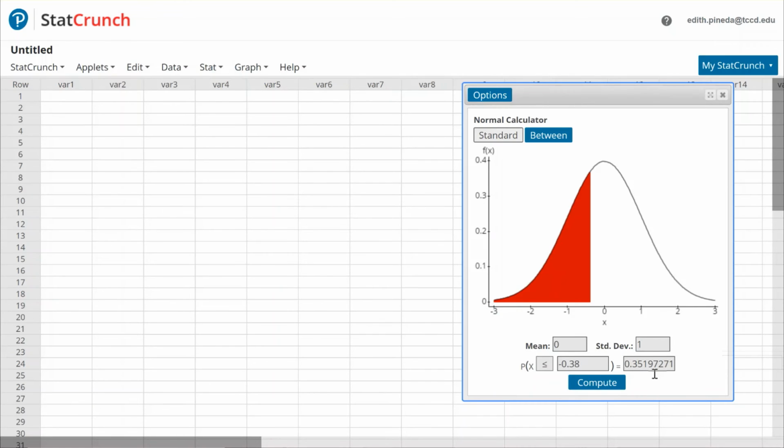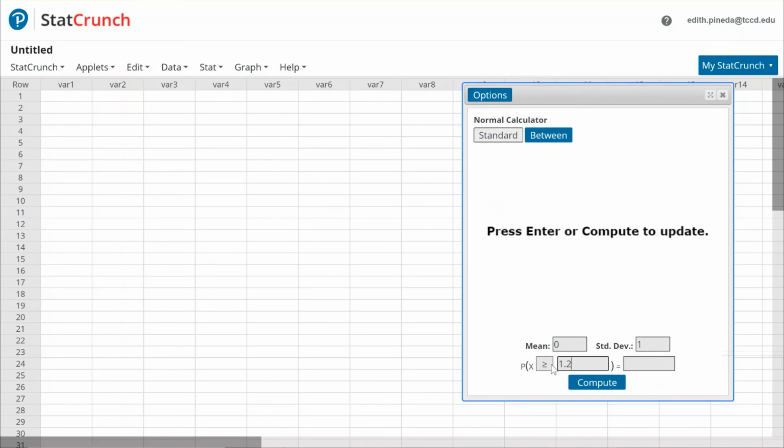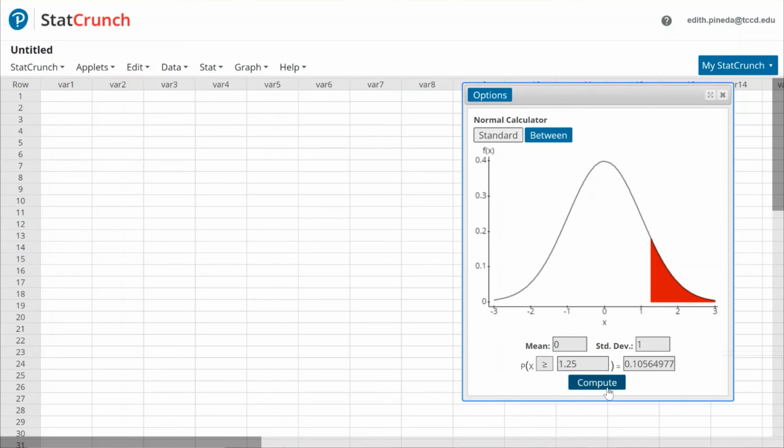Now for part B, we want the area to the right of 1.25. Again, 1.25 is a z-score, so we're going to leave the mean as 0 and the standard deviation as 1. Because we want the area to the right, we're going to change this to greater than or equal to, and then type 1.25. Press compute, and we get approximately 0.1056 if we round to 4 decimal places. So notice when you use StatCrunch, you don't have to compute the area to the left and then subtract. You can find just the area to the right.